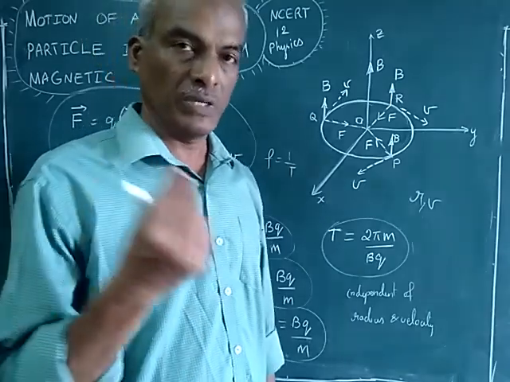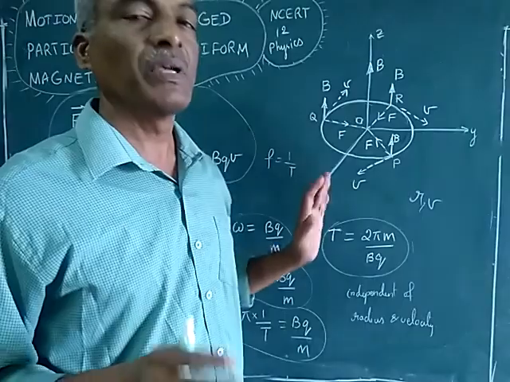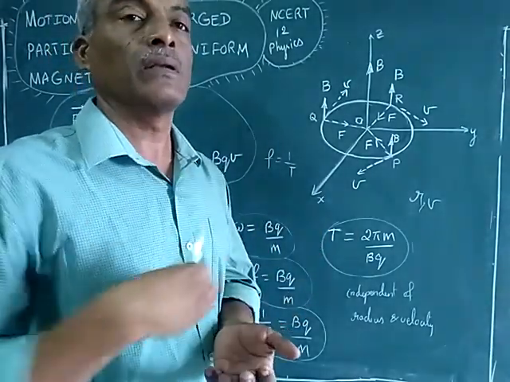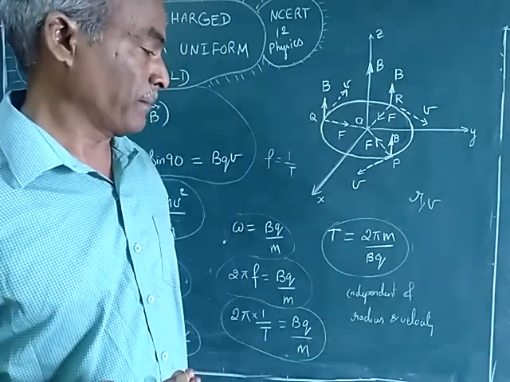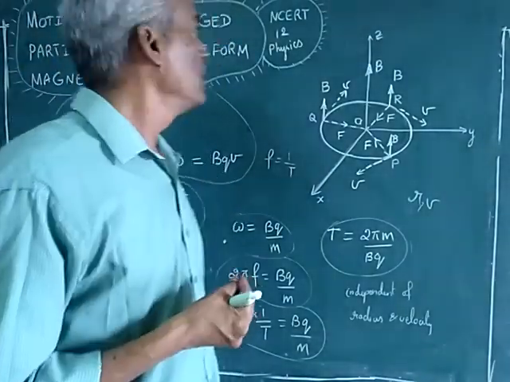You all know that a moving charge produces a magnetic field. That you also know. But here we have assumed it is a constant magnetic field in which the electric charge is moving. So that's all about this topic.